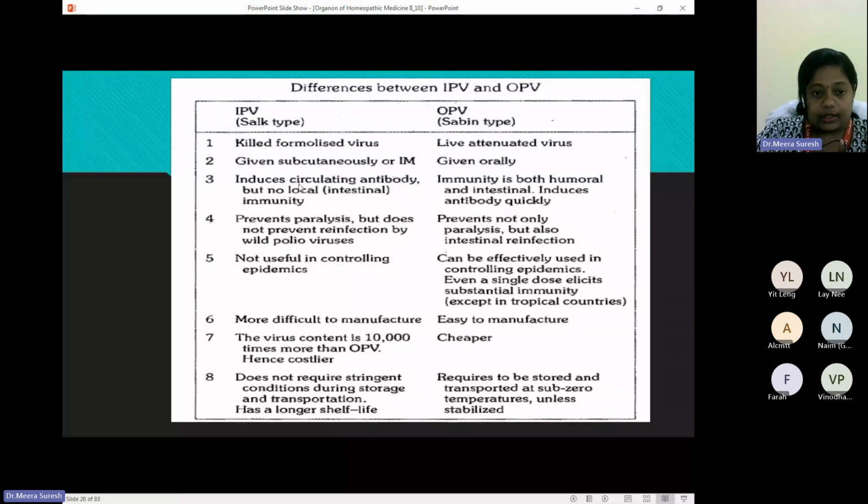Now, this is one of the differences. In case of IPV, now I'll say what this vaccine and the wild type of polio virus are. So here you can see this OPV.